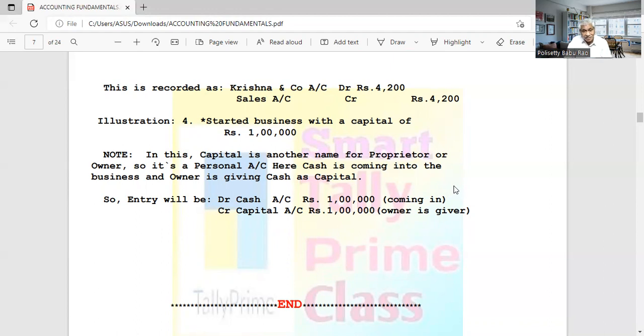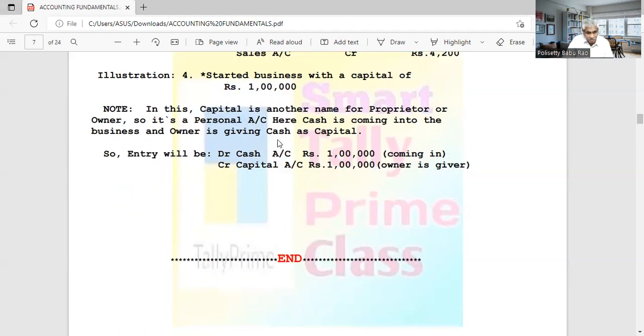So when he is giving, we are creating his account. When he is taking from the business, his account is to be debited. So when you are debiting, his account is written under a different name. When he is giving, you write capital account. When he is taking, his account is written as drawings account. So capital account when he is giving to the business, drawings account when he is taking from the business.